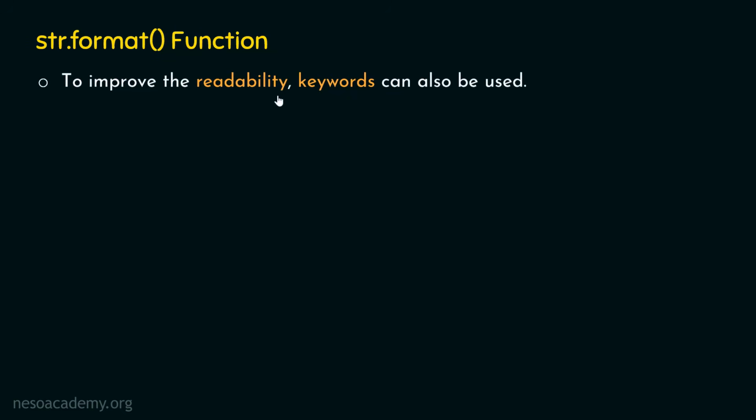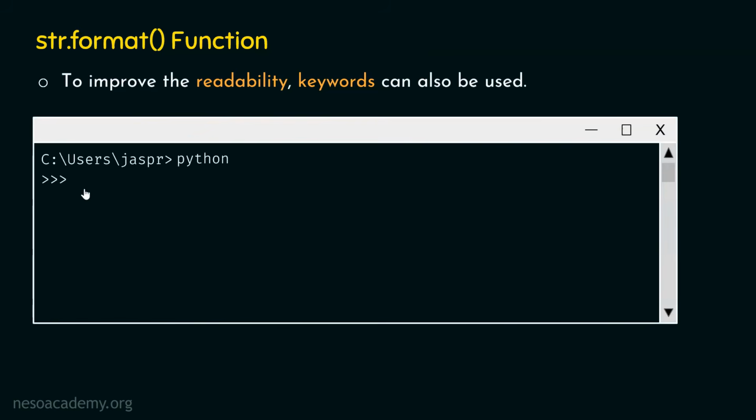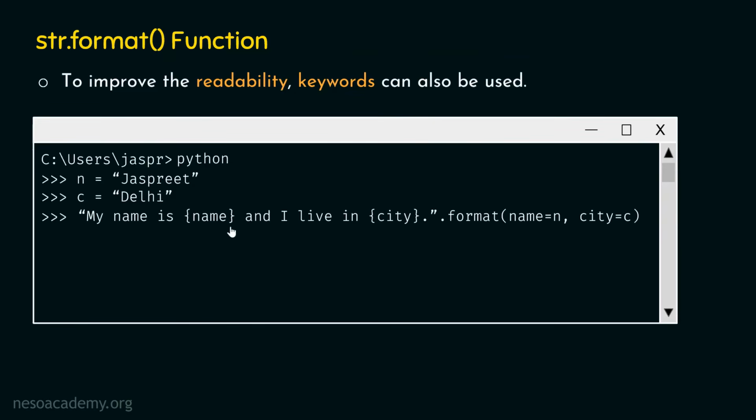To improve the readability, keywords can also be used. We can use keywords to improve readability of our code. For example, if we type n equal to Jaspreet and if we hit enter, we will not get any error message because n is a valid name. Now let's type c equal to Delhi and hit enter. Let's type my name is, within these curly brackets we need to specify name, and I live in, within these curly brackets we need to specify city.